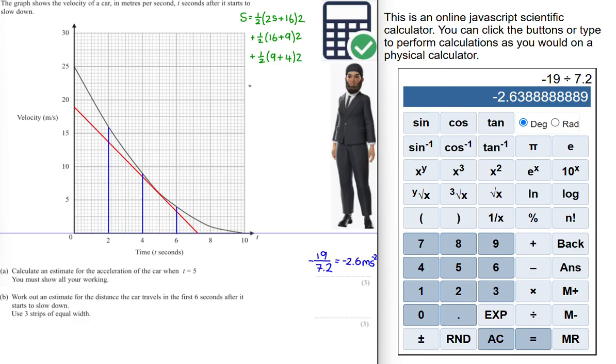Okay, and let's simplify that. The half and the 2 cancel each other out, and then you end up just getting 25 plus 16, which clearly works out to be 41. Again, the half and the 2 cancel each other out, and that's going to be 25. And then the half and the 2 cancel out one more time, then 9 plus 4 is 13. Let's add that all up together, and that should give us our total distance. That works out to be 79 meters, and we'll just leave it like that.